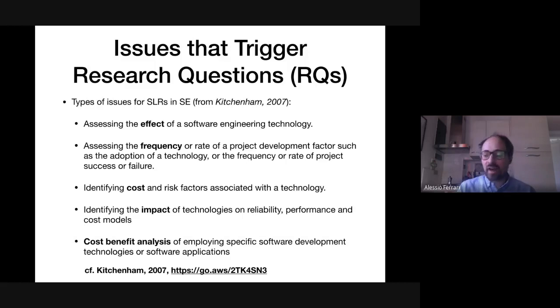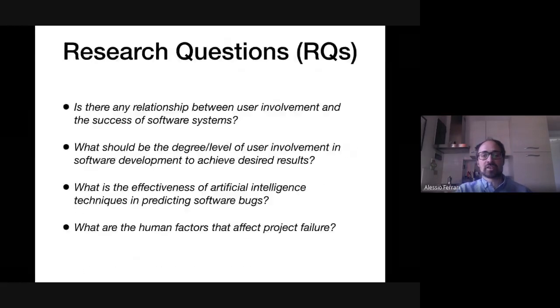So this is more refined, to understand what is the state of the practice or state of the art for the relevance of a certain technology in a certain field. Identifying cost and risk factors with a certain technology, the impact of the technology, and performing some cost-benefit analysis. These are all possible triggers for a research question that you find in this reference from Kitchenham. That is one of the mothers of this type of studies in software engineering.